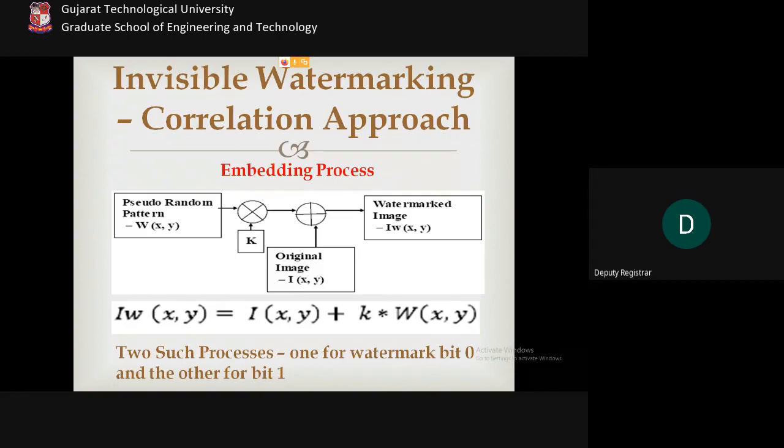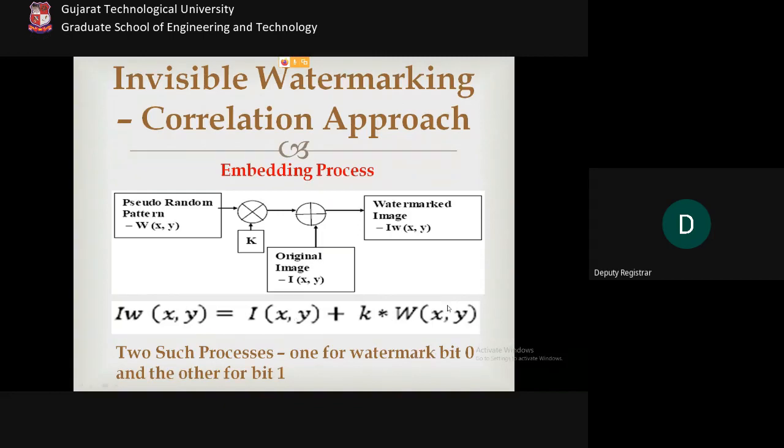Now, as soon as the value of this particular k increases, based on this mathematical model, you can predict that the degradation or changes in this particular image increases. Hence, as soon as the value of k increases, the watermarked image or frame is more degraded as compared to the original image.